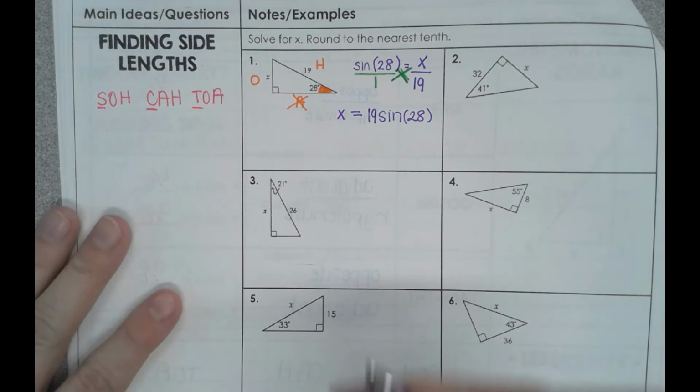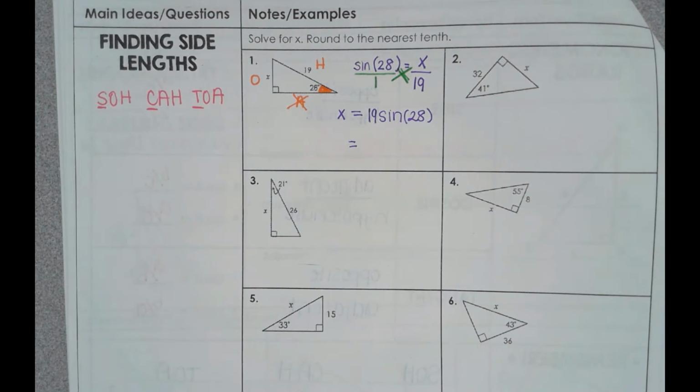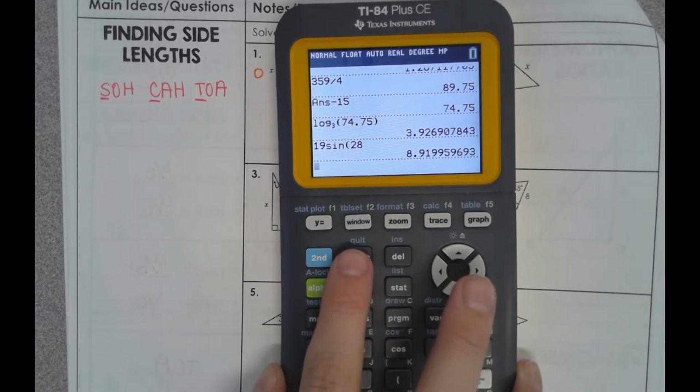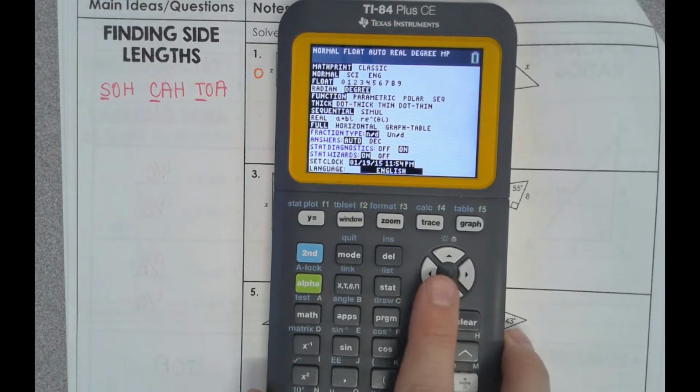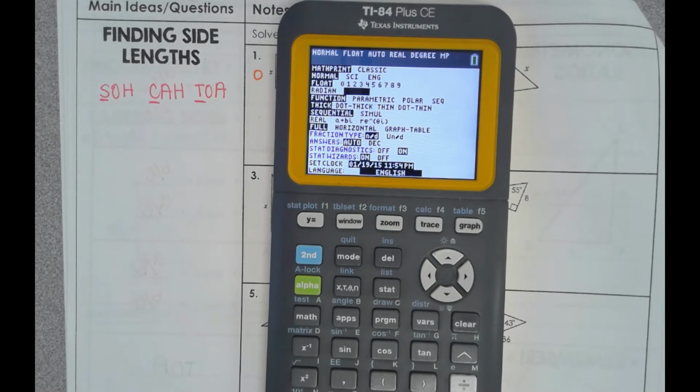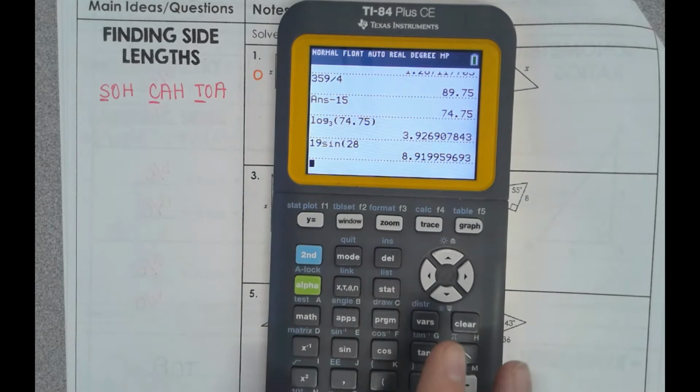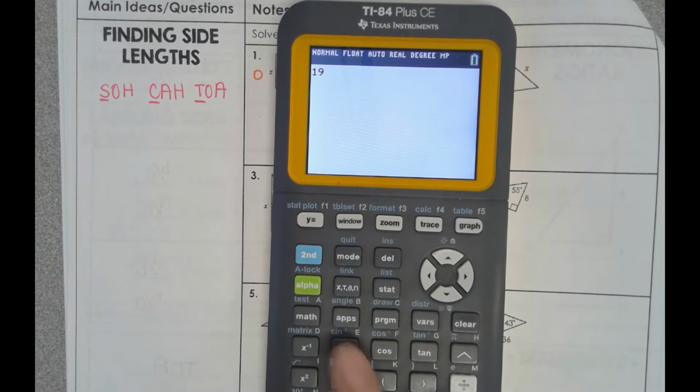And you can just type that in your calculator. Oh, make sure your calculator says degree at the top and not radian. If it says radian, you need to click mode. See, it says degree there on mine. You need to click mode and then go down a couple and switch it over to degree. So 19 sine of 28.